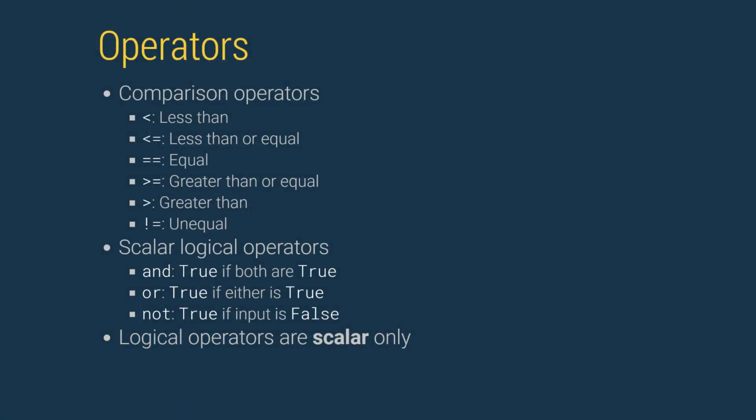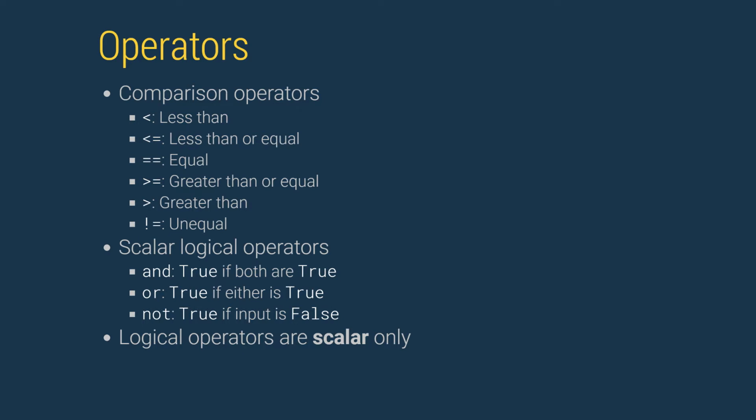The six comparison operators are less than, less than or equal to, equal to, not equal to, greater than or equal to, and greater than. When used on scalar inputs, these produce scalar Boolean outputs, either true or false. These Boolean values can be combined and modified using the three logical operators: and, or, and not.